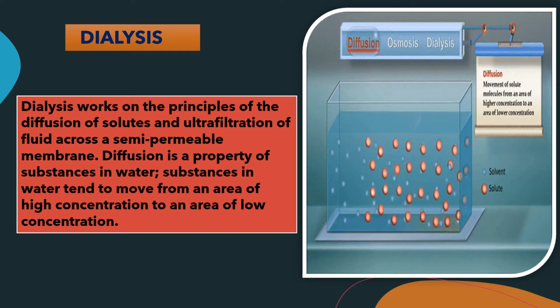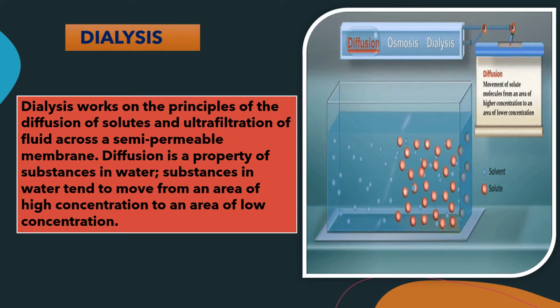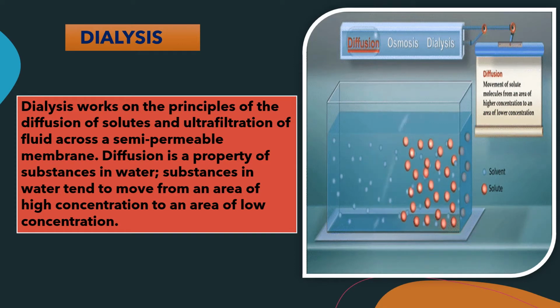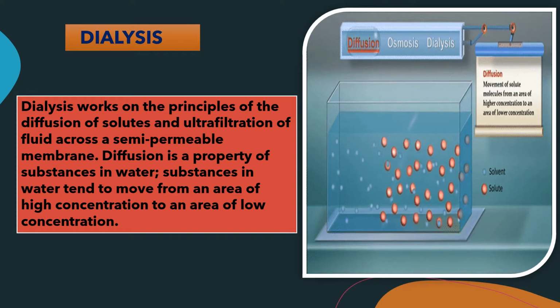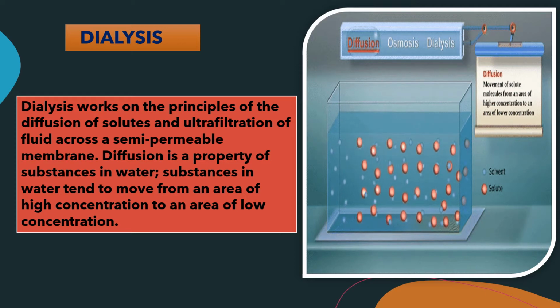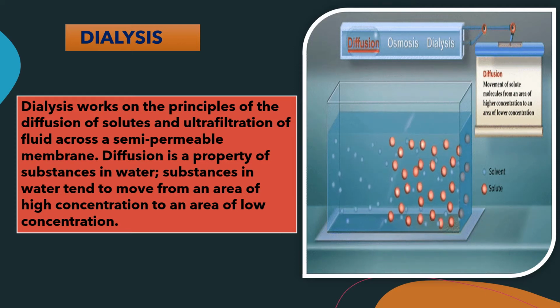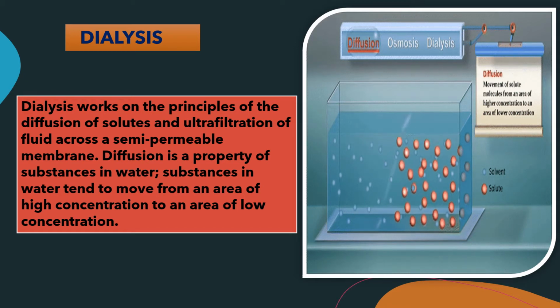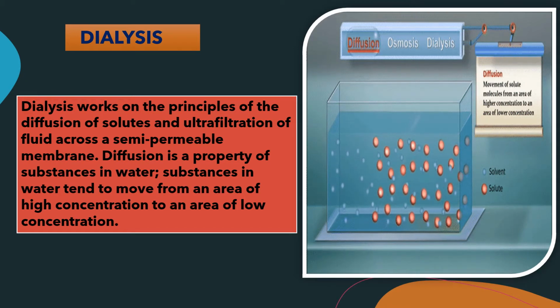Diffusion is a property of substances in water. Substances in water tend to move from an area of high concentration to an area of low concentration. You can see the diagram. The diffusion process has been clearly shown over here.